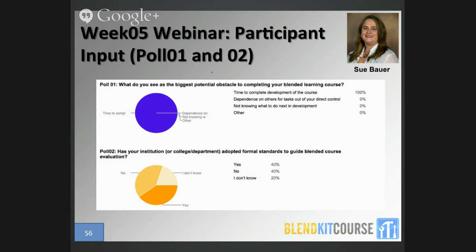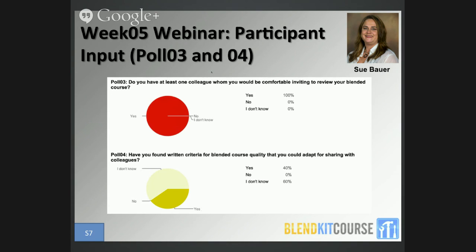All right, Poll 2. As we contemplate the idea of peer review of your blended course, let's give attention to a couple specific issues. For instance, does your institution, college, or department have adopted standards to guide blended course evaluations? About 40% of you say yes. Some of you say you're not really sure. All right, let's go on to polls 3 and 4.